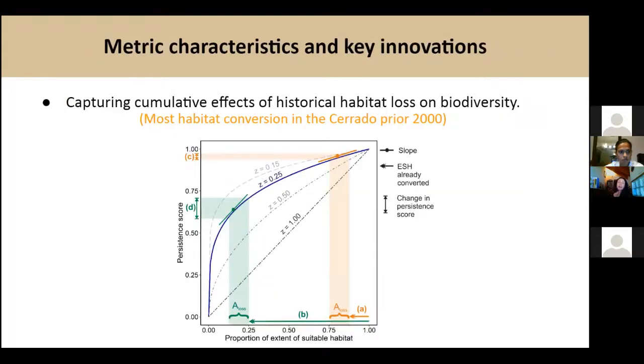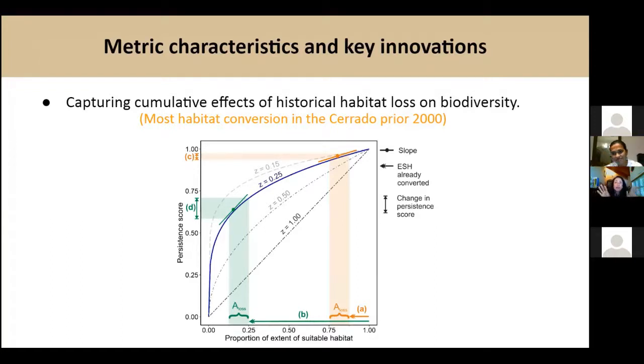So another important characteristic that we identified our metric should have was that it should be able to capture the cumulative effects of historical habitat loss on biodiversity. And what I mean by this, I want to illustrate quickly with an example that is not in the slides, but maybe if you listen to me, I should be able to explain it.